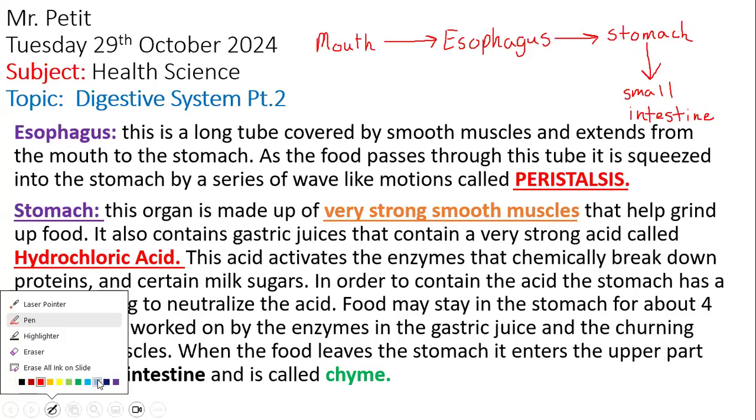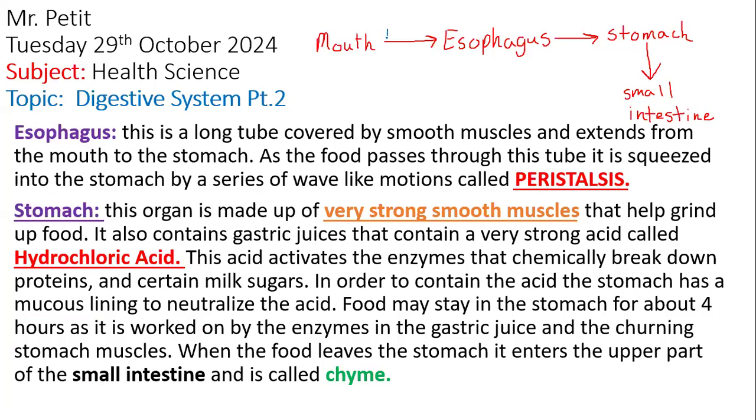Peristalsis. So peristalsis goes through forcing the food down.